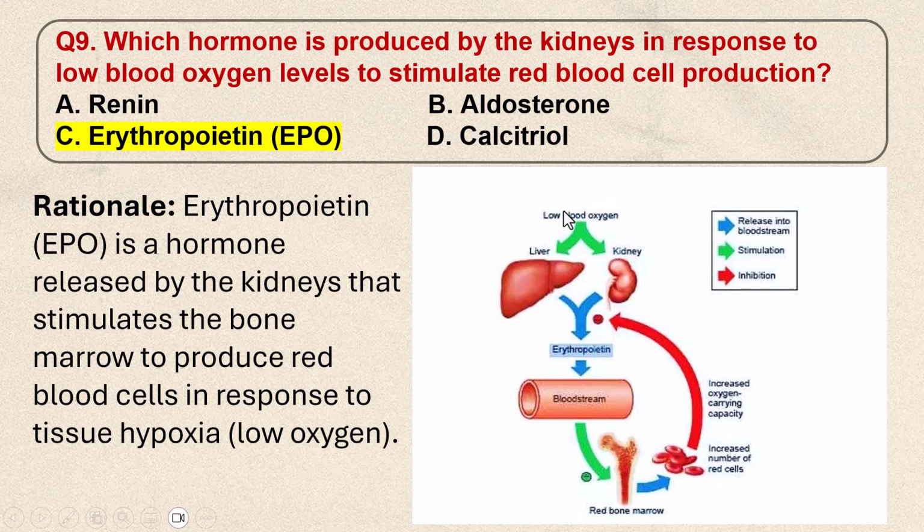Erythropoietin. When blood has low oxygen, it will stimulate the kidney and the liver. They both produce the hormone called erythropoietin, but the major part is done by the kidney. So when the erythropoietin is released by the kidneys, that stimulates the bone marrow to produce red blood cells in response to tissue hypoxia. That is called low blood oxygen.